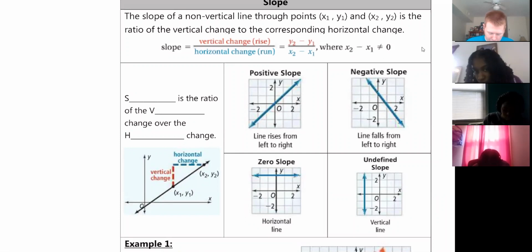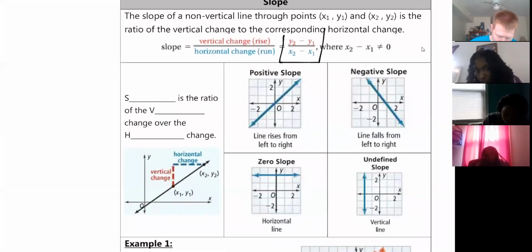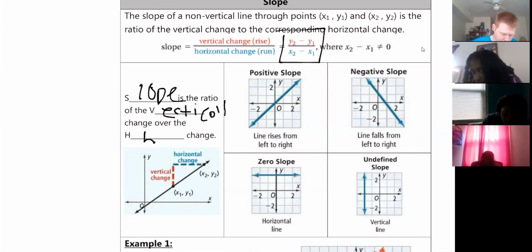The slope of a non-vertical line through the points (x1, y1) and (x2, y2) is the ratio of the vertical change to the corresponding horizontal change. To find slope, it's this formula, which hopefully looks very familiar: y2 minus y1 over x2 minus x1. It's the vertical rate of change over the horizontal rate of change, or your rise over run. So I'll try and write these. Slope is the ratio of the vertical change over the horizontal change.